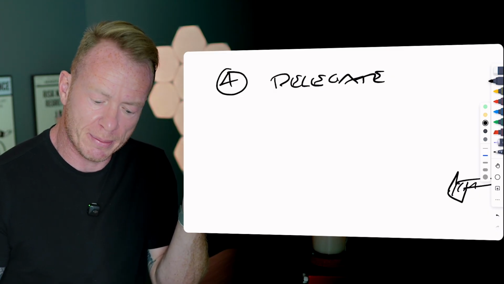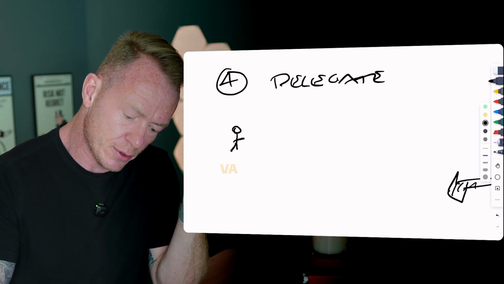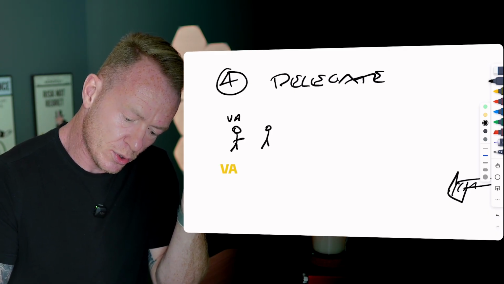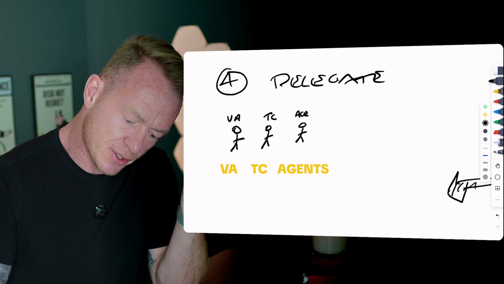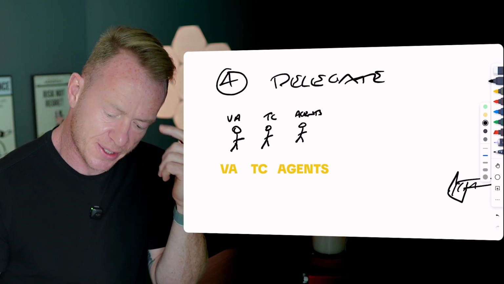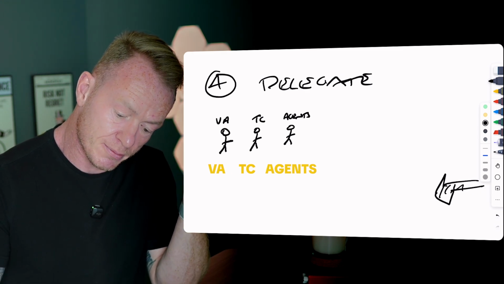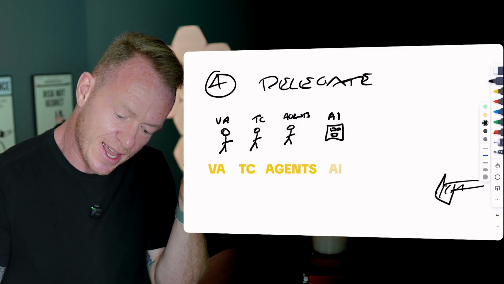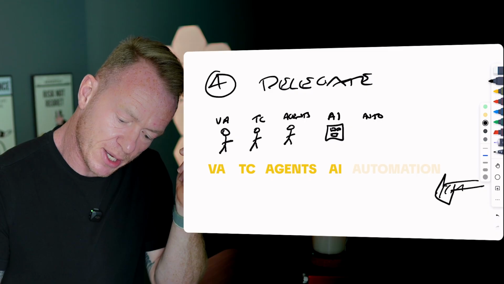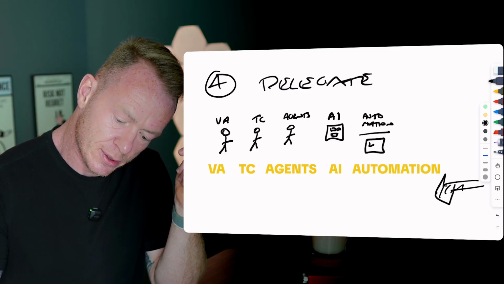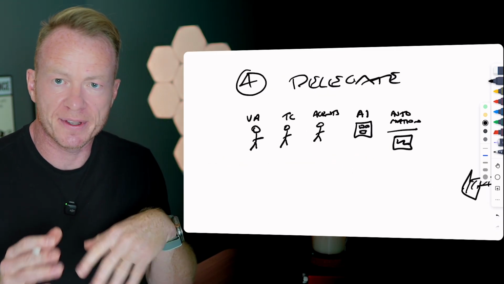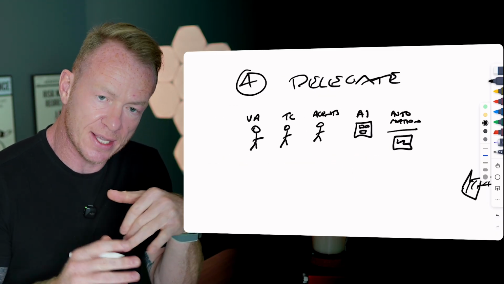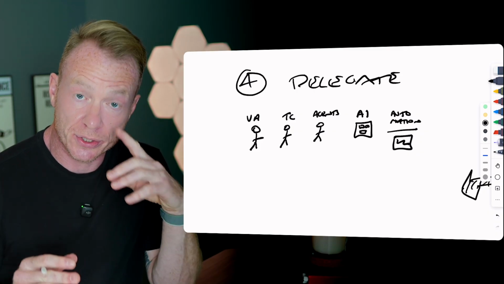But let's think about the people who might be involved. You've got VAs, you've got TCs, you've got agents, whether that be in your office or a buddy system that we'll talk about in just a minute here. You've also got, I don't know how to draw a robot, maybe like that, AI, and you've also got automation. So tools like Zapier, stuff like that. That's like a lightning bolt here. So these are all the different ways that I delegate things. I have VAs, I have TCs, I have agents, AI, automations, all the good stuff.